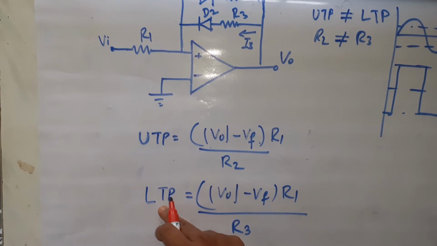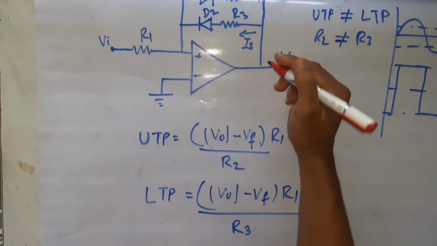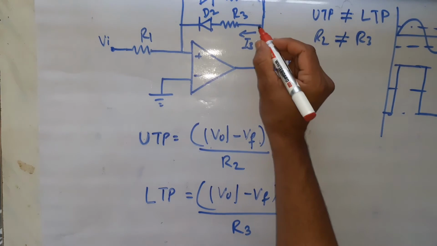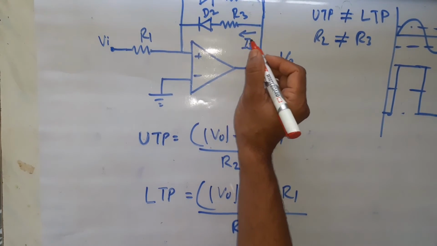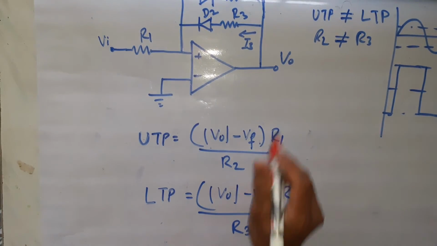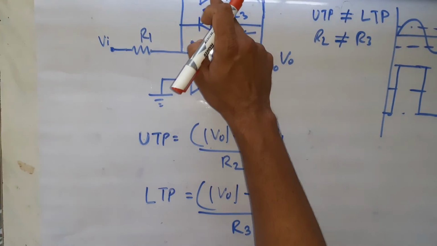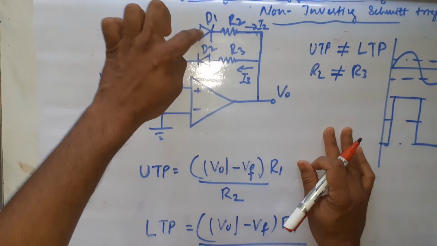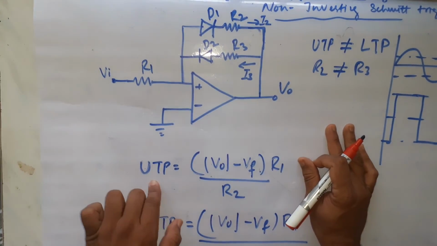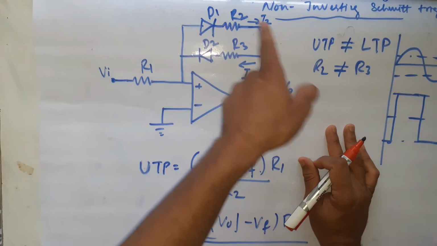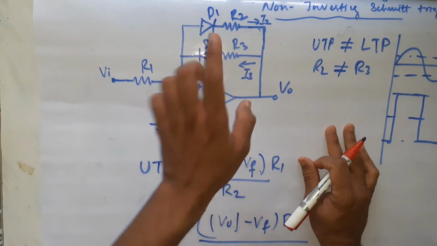For LTP, negative voltage. For negative voltage, your current flow will be like this, right? So current I3 is flowing through R3, right? For negative voltage, diode D1 will be open and D2 will be conducting, right? And for UTP, current I2 will be flowing and diode D2 is open. All right.